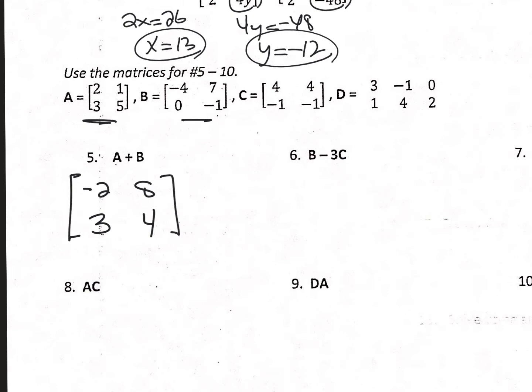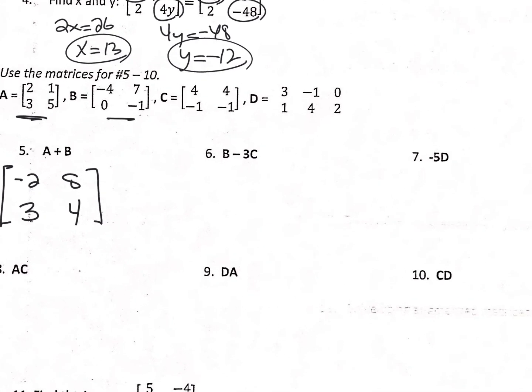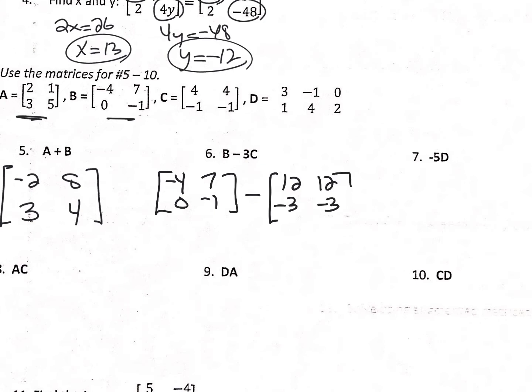All right, the second one says B minus 3C. Matrix B is -4, 7, 0, -1. I'm going to do a minus, I'm going to do 3 times C. If you multiply everything in matrix C times 3, this is what I'm getting. Now I'm just going to subtract straight across. -4 minus 12 is -16. 7 minus 12 is -5. 0 minus -3 is +3. -1 minus -3 is +2. And there you go.